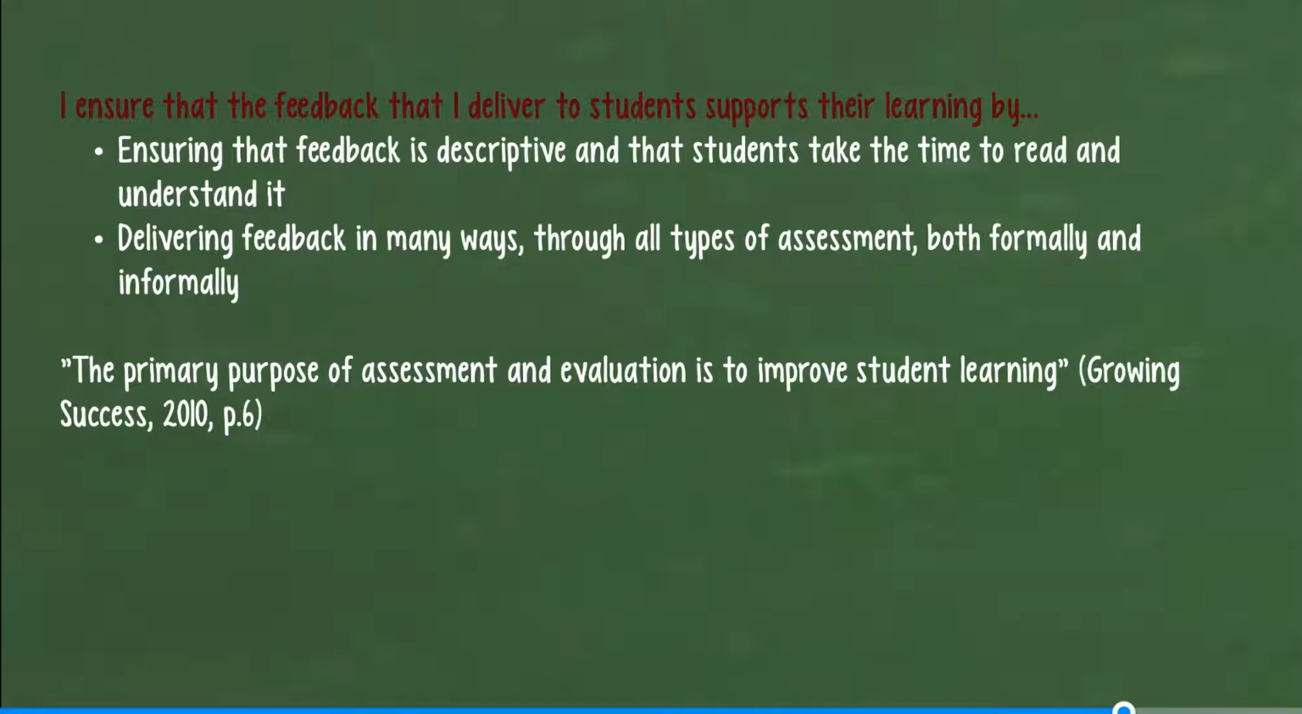Diagnostic assessment is a good form of feedback. It gives the teacher an idea of where the students are at in their learning and how to structure the lessons moving forward. It also helps the students understand what they know and where they need to focus their learning efforts.